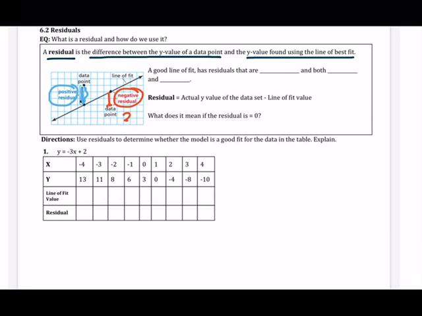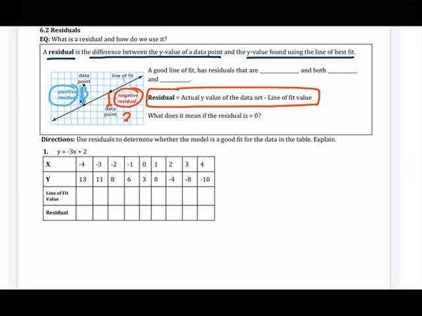So residual, the difference between the y value, actually here, let's put a box around this, the actual y value of the data set minus the line of fit value, the line of fit that we are using to approximate it. Typically, a line of fit is calculated using a calculator to come up with the best line of fit.